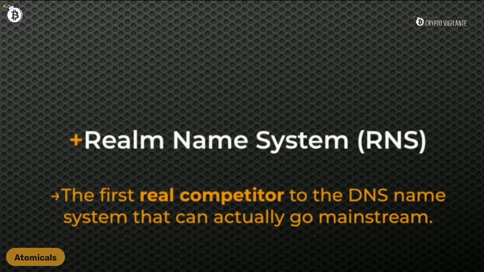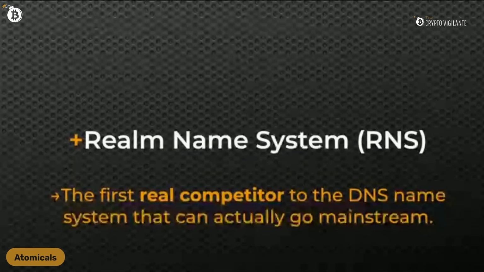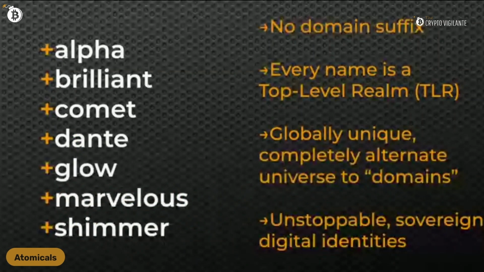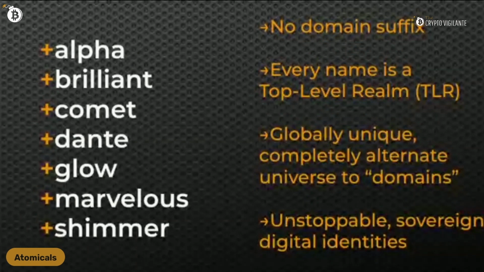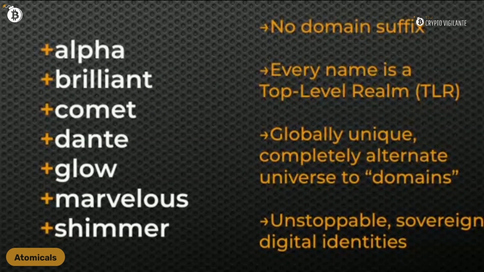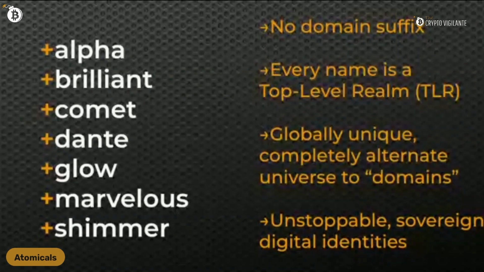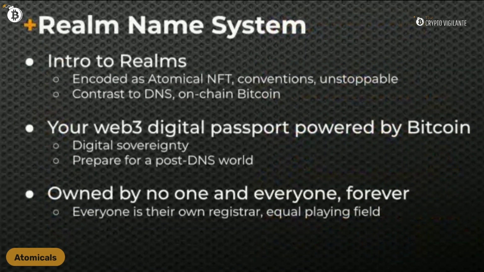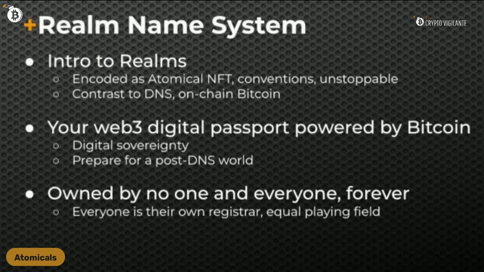The realm name system is the first real competitor to the DNS name system that can actually go mainstream. There's no domain suffix. Every name is a top-level realm, or TLR. Globally unique, a completely alternate universe to domains. Unstoppable, sovereign digital identities. The realm name system is encoded as an atomical NFT using all the familiar rules.